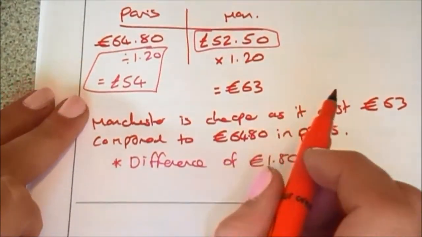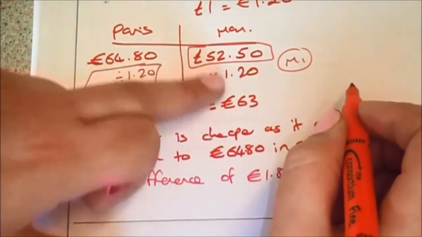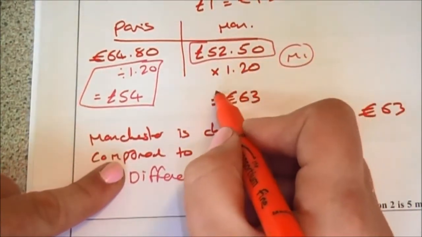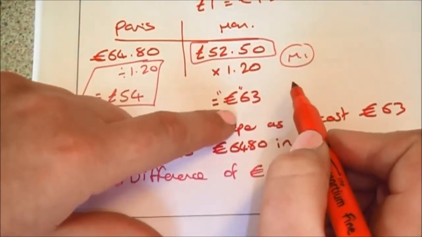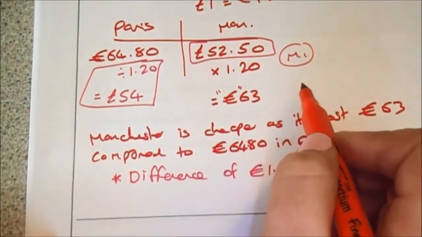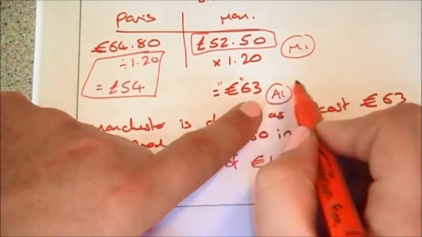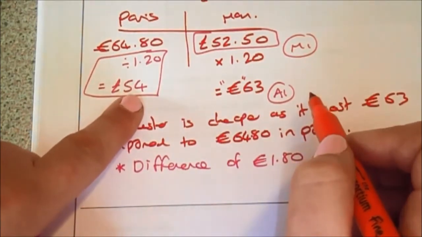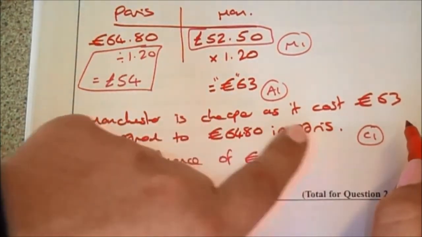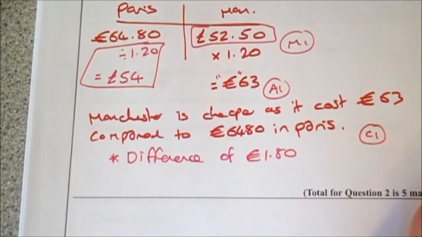Mark scheme for this is a 3 marker. You get 1 mark for showing your conversion between whichever one you choose. You must include whatever sign you're converting to. So I have to say that that is euros, and I have to say that that is pounds. You get an answer mark for getting to either 63 euros or 54 pounds. And then you get a communication mark for mentioning your figures in the comparison. You have to mention your figures.